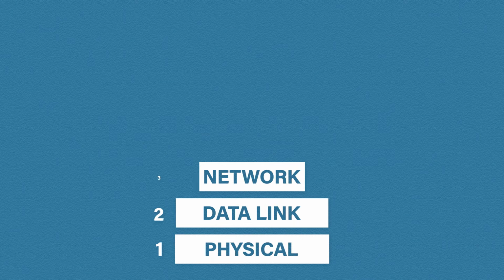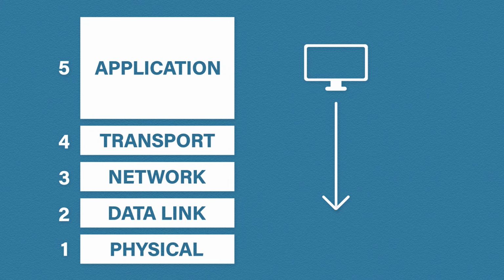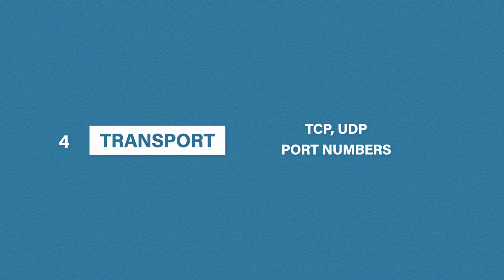So back to our trip through the TCP IP model. And remember, we're going through these layers as if we were sending data, so top to bottom. In the last video, we looked at the Layer 4 protocols, TCP and UDP. Layer 4 is also responsible for choosing port numbers. And that's what we're going to look at in a bit more detail.